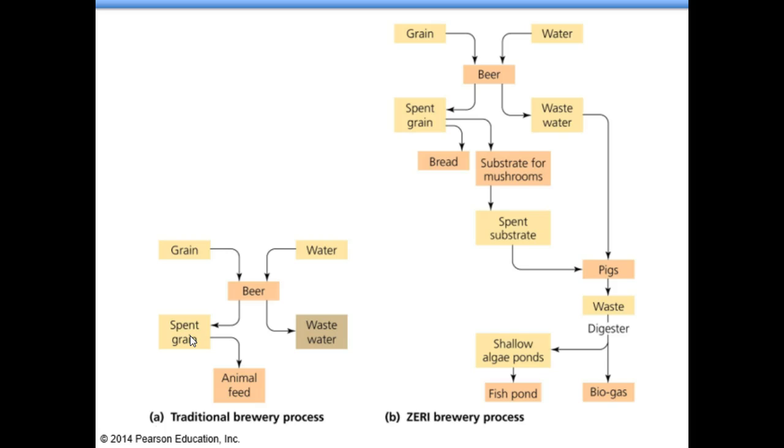So taking a look at this graphic, what we're seeing in A is a traditional brewery that produces only beer while generating a lot of waste that goes to animal feed. And then the brewery that's supported by the Zero Emissions Research Initiative, the ZERI Foundation, that's what's in B, and they use their waste grain to make bread and to farm mushrooms, and the waste from the mushroom farming along with the brewery wastewater goes to feed pigs. And the pig's waste is digested in containers that capture natural gas, and they collect the nutrients used to nourish the algae for growing fish in fish farms. And the brewer will derive income from bread, mushrooms, pig, gas, fish, as well as the beer.